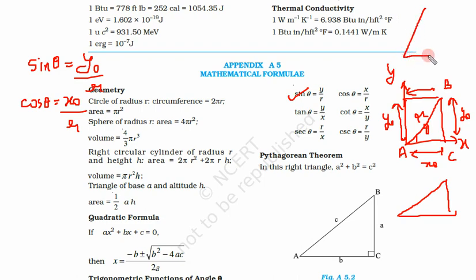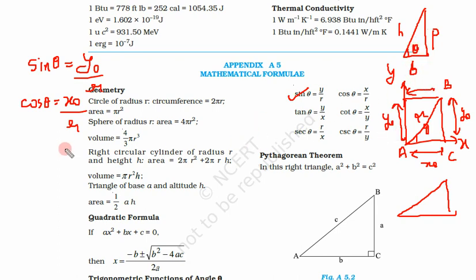Suppose we make a triangle like this. Again theta is the angle here. So which is the longest side? This one is the longest side. So this is hypotenuse. The side just in front of this angle is perpendicular. And this side adjacent, just near to angle, is called base. So this is base, this is hypotenuse, this is perpendicular, this is angle theta.